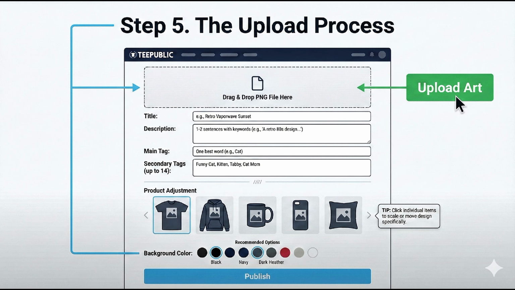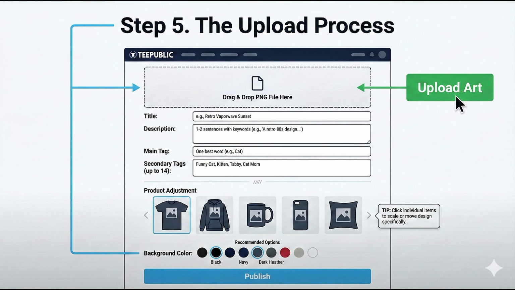Go ahead and click Upload Art in the top right corner and drag and drop that PNG file we just prepared. While that loads, let's talk metadata. You want a title that is descriptive but catchy. For your description, write just 1 or 2 sentences that naturally include your keywords. Think retro 80s vaporwave rather than just a list of words.